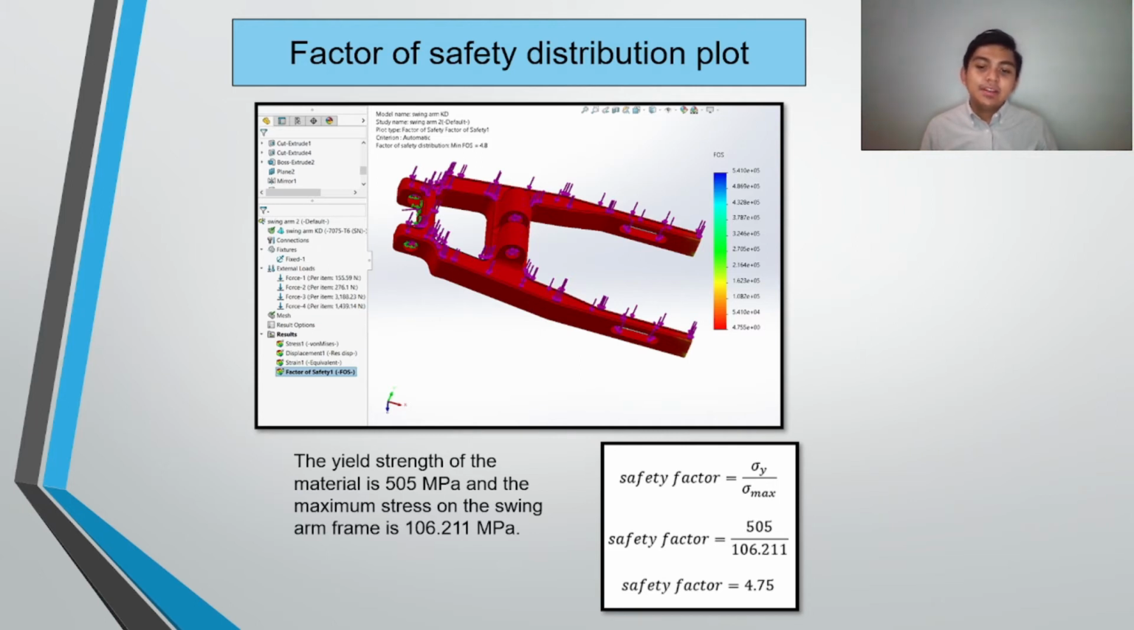In practice, the swing arm bouncing back will greatly lower the maximum stress and hence raise the safety factor. The thickness of the rectangle of the swing arm should be increased to improve the design of the swing arm. The material, on the other hand, should be changed to one that has a higher yield strength. The swing arm will be able to take more stress because of this improvement.